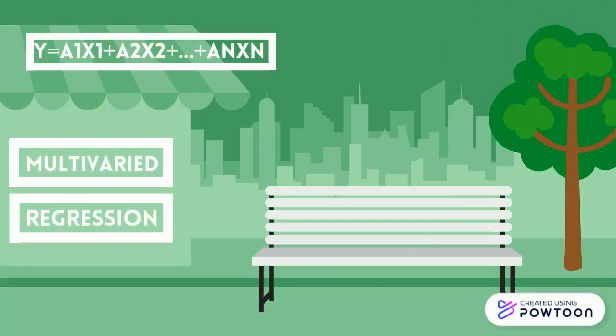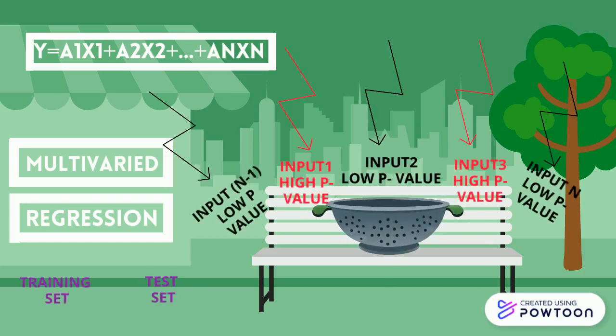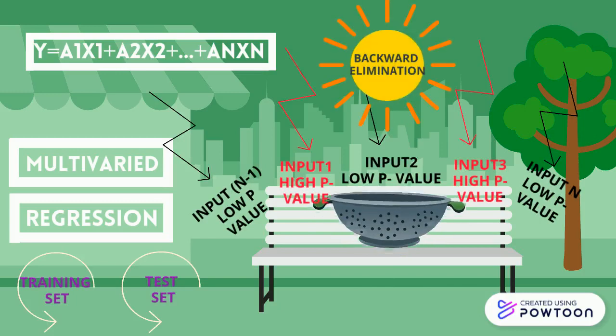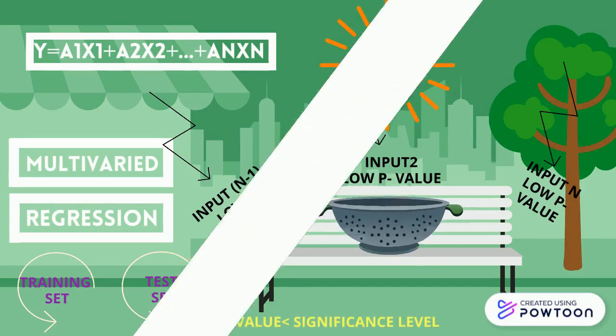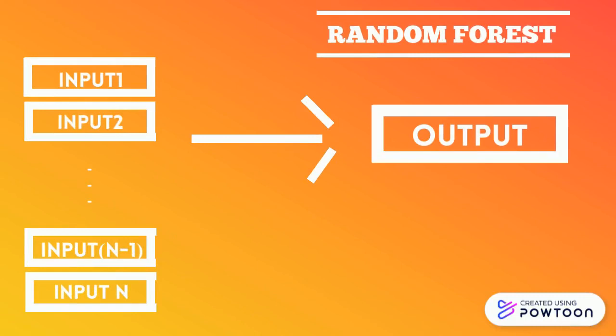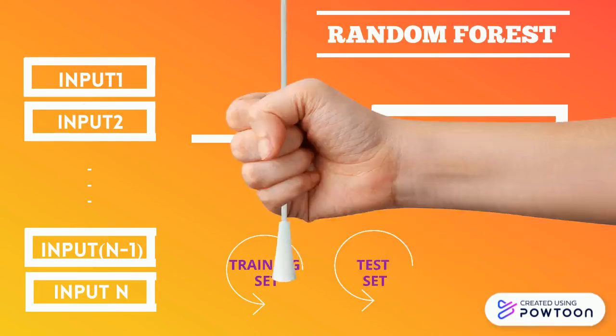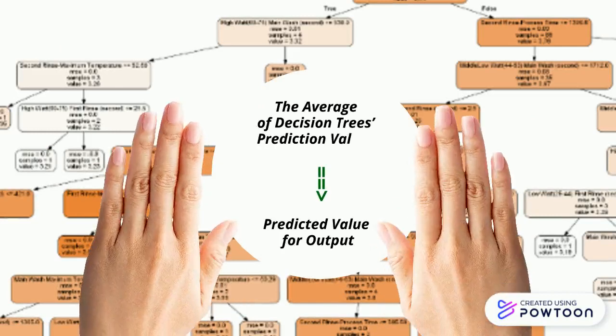By multivariate regression, the output value is predicted from the multiple inputs. Training and test set process still applies. Moreover, the backward elimination method is used to determine and eliminate the inputs which are not related to the model. By random forest, the output value is predicted from multiple inputs too. Training and test set process still applies. It gives a predicted value for output via the average of decision trees prediction values.